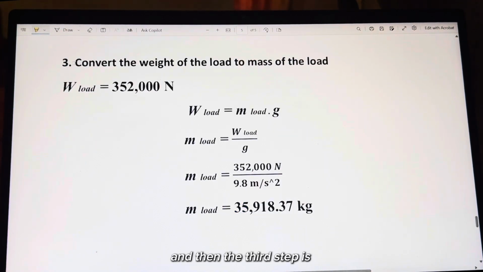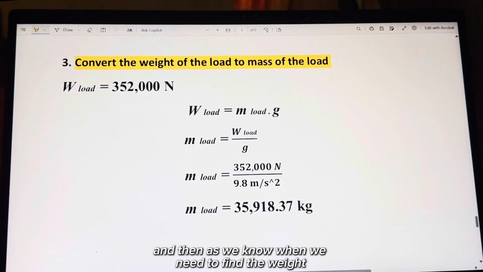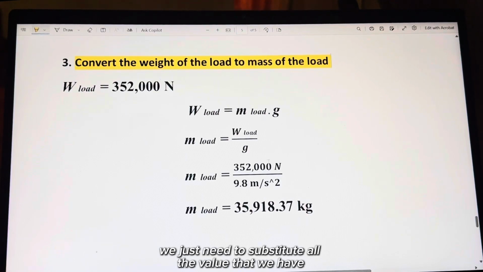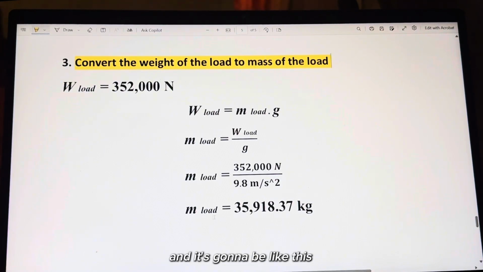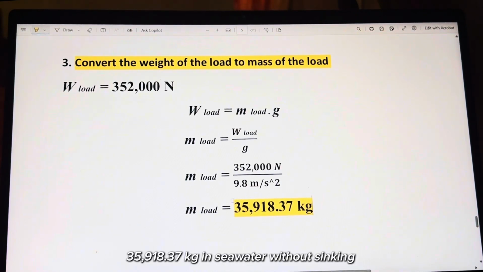And then the third step is to convert the weight of the load to the mass of the load. As we know, when we need to find the weight, W equals M times g. And when we need to find the mass, it's going to be like this. So we just need to substitute all the values that we have, and it's going to be like this. And from this solution, you can say the amount of load that can be carried by the boat is 35,918.37 kilograms in seawater without sinking.